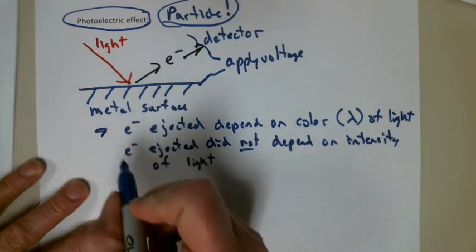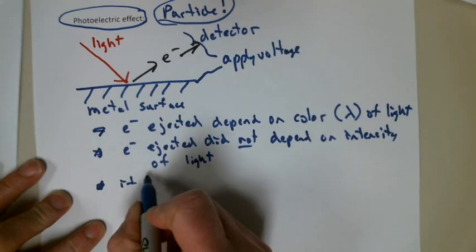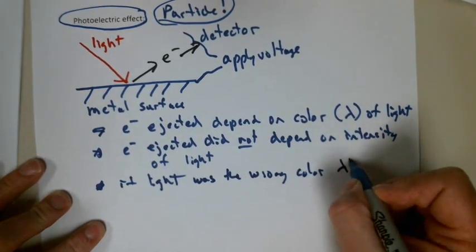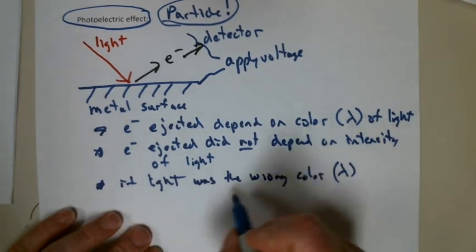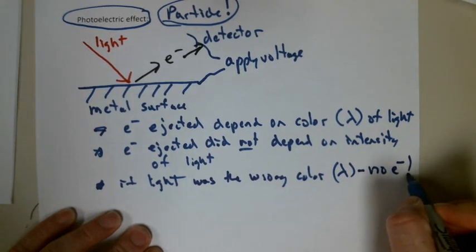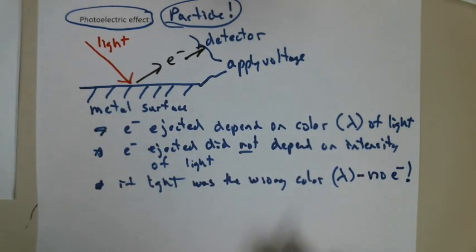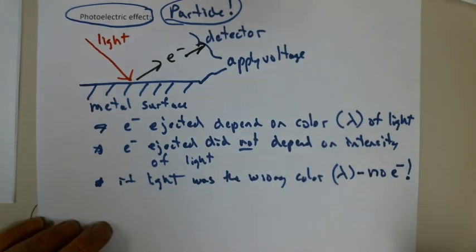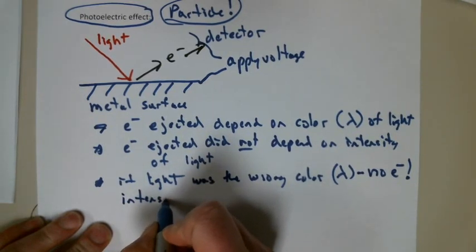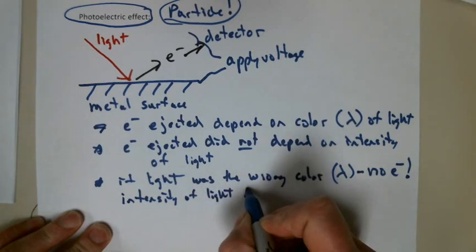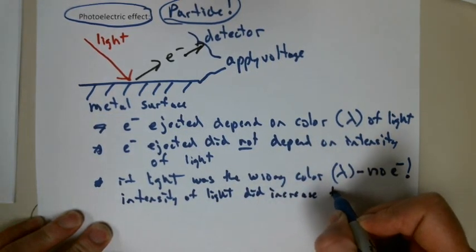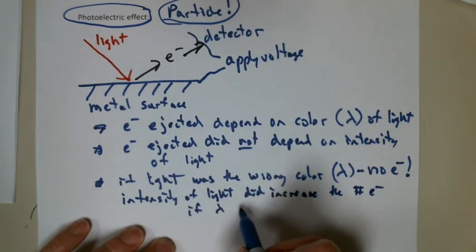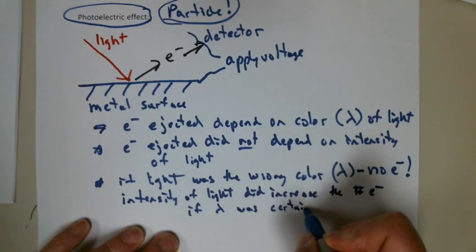So if the light was the wrong color, the wrong wavelength, there were no electrons. That's amazing, right? If it was the right wavelength, the intensity did increase the number of electrons. So intensity of the light did increase the current, but only if it was the right color. So if the wavelength was certain values.